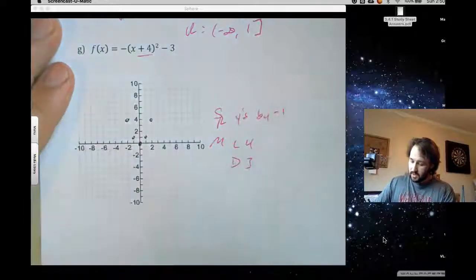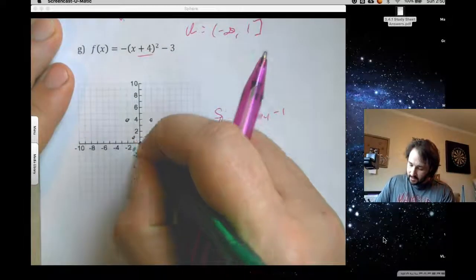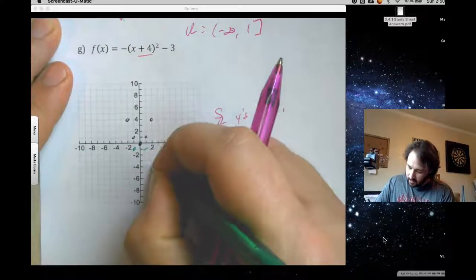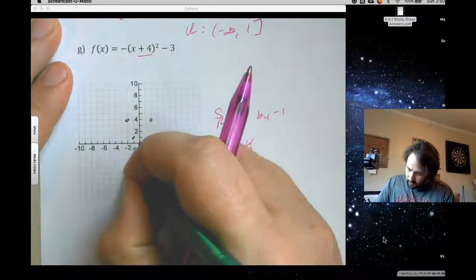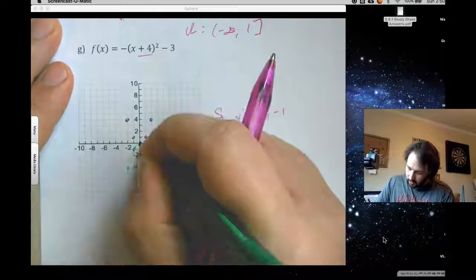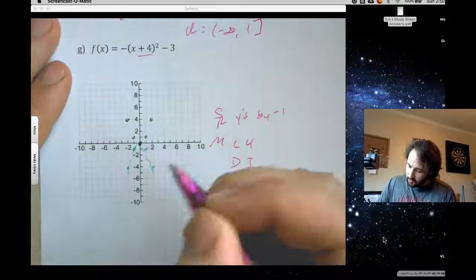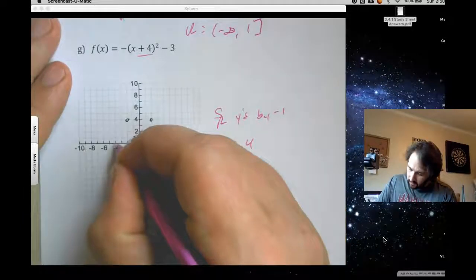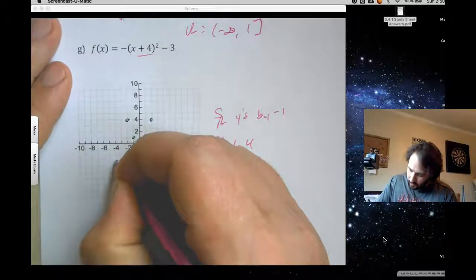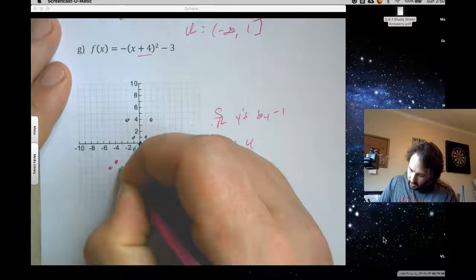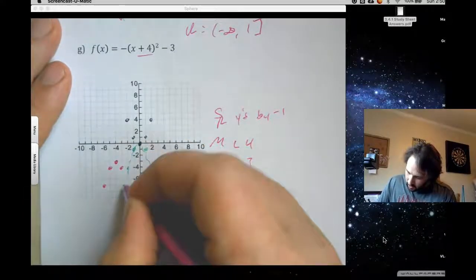So y's by -1 reflects it over the x-axis. So I have everything down here. Right, so we have a parabola going like that. And then take everything, move it left 4 and down 3. So 1, 2, 3, 4, and down 3. So I get my new parabolic function.